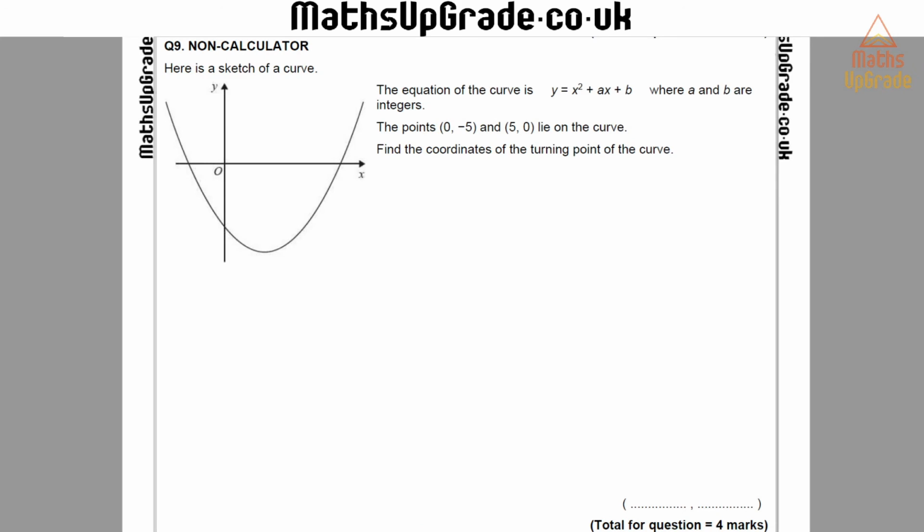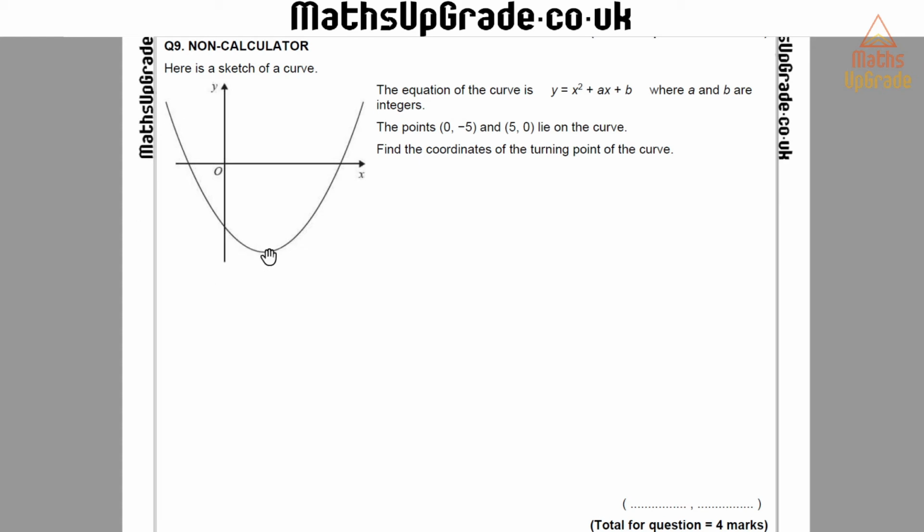Question 9. I'm given a sketch of a curve. The equation of the curve is y equals x squared plus ax plus b, where a and b are integers. I'm told the points (0, -5) and (5, 0) lie on the curve. I need to find the coordinates of the turning point of the curve. So I need to find the coordinates of this point here.